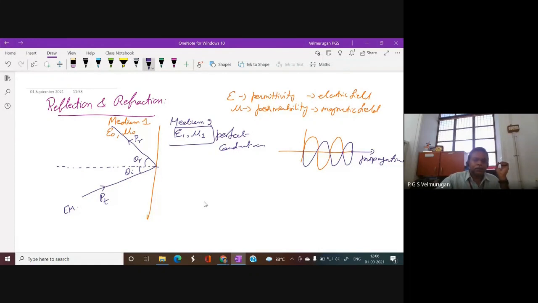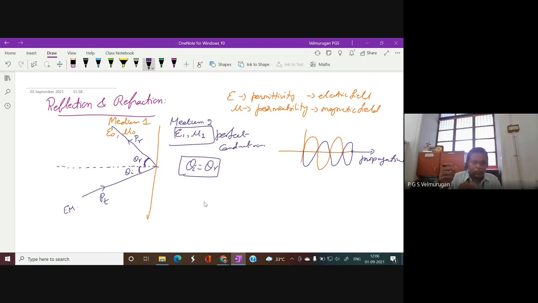Okay, so we draw a tangent line to our perfect conductor, a perpendicular line. With that we find the angle of incidence and the angle of reflection, theta I and theta r. So in the case of a perfect conductor, the angle of incidence is equal to the angle of reflection. So theta I is equal to theta r.